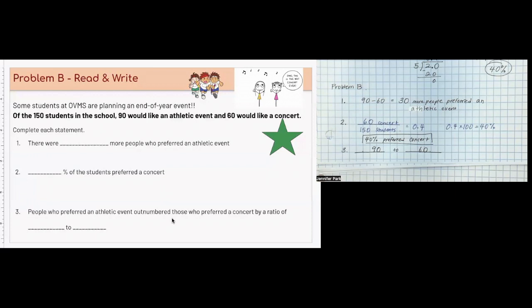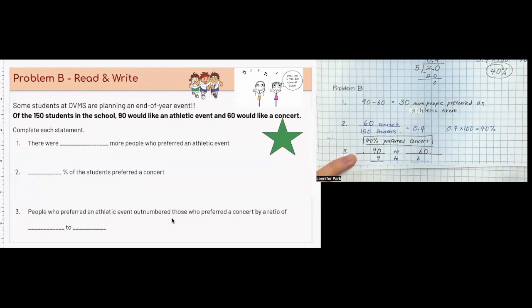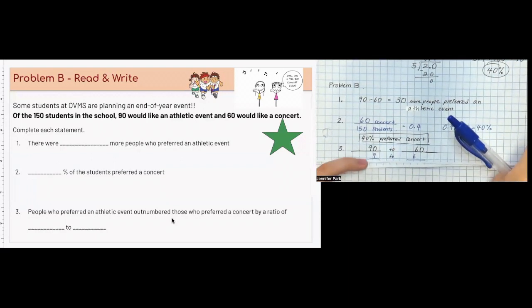Now, yes, you may do this. If you want to reduce this ratio, you can write the answer as 9 to 6. That is actually another option. These are equivalent. This is another same ratio. It's like you're dividing them both by 10. So you can also write it as 9 to 6.